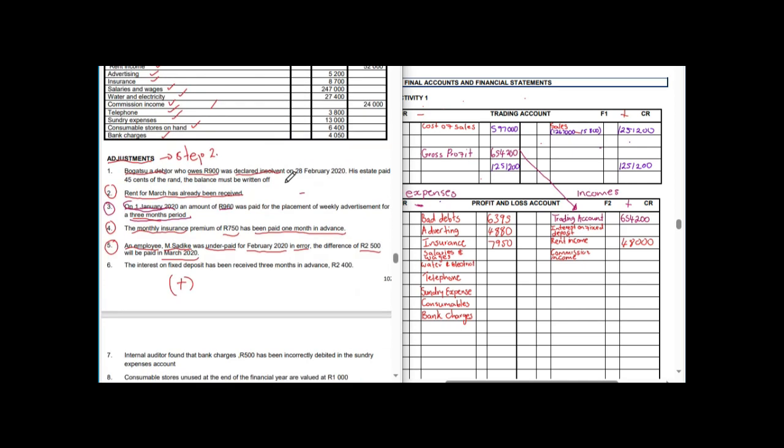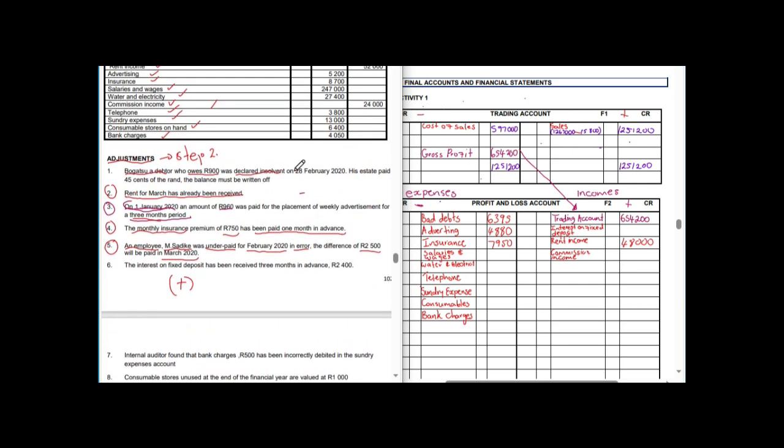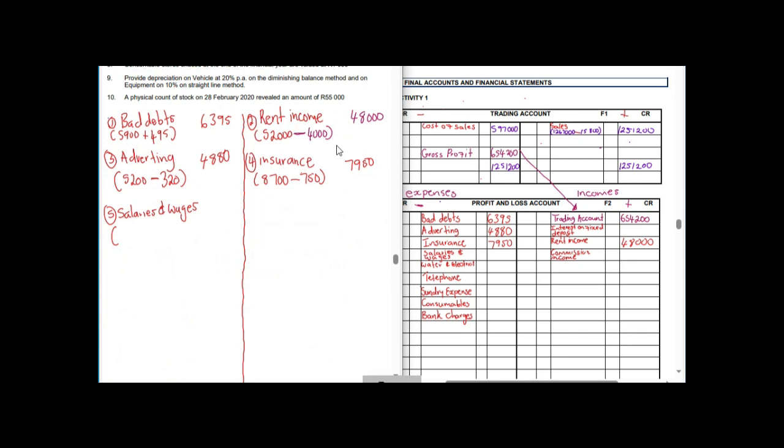And then salaries and wages, we can write transaction number 5. Then our opening balance from our trial balance is 247,000. Then we are going to write 247,000 here. Because we underpaid, we need to add.